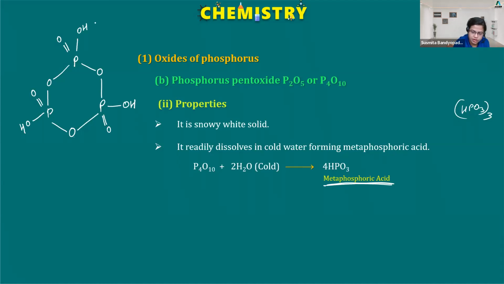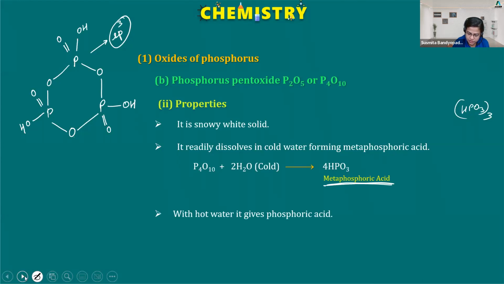1, 2, 3, 4, sp3. Perfect. No. It's just not sp3d, because the pi will not be counted under hybrid orbitals. 1, 2, 3, 4. Has to be sp3.